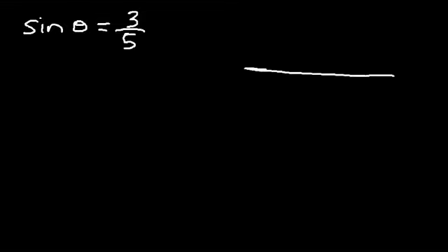Now, here's a question for you. Let's say sine theta is equal to 3 over 5. How can you find the other 5 trig functions, cosine, tangent, secant, cosecant, and cotangent? So if sine is 3 over 5, draw a triangle in quadrant 1.